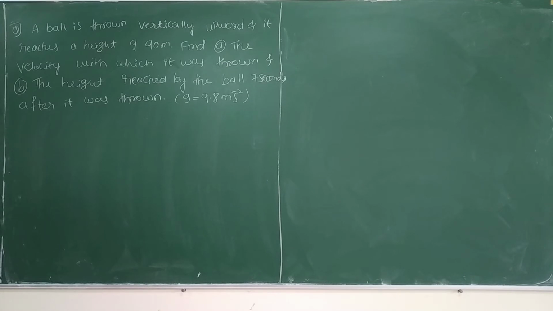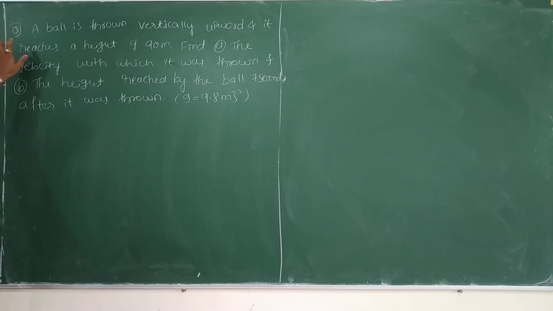Yes, dear students, take the next problem. A ball is thrown vertically upward and it reaches a height of 90 meter. Find the velocity with which it was thrown, meaning the initial velocity you have to calculate, and the second one, the height you have to calculate.